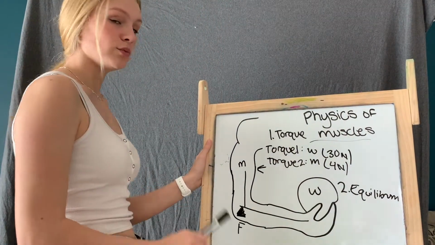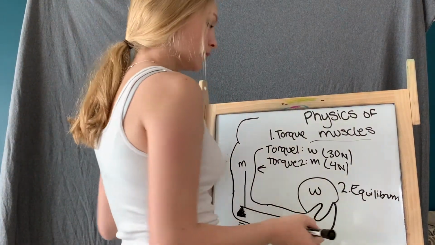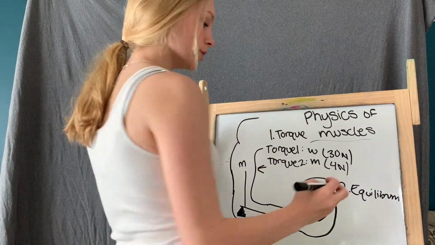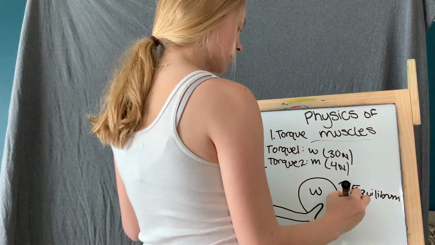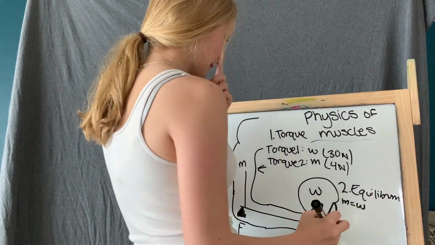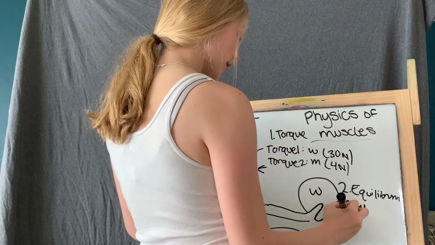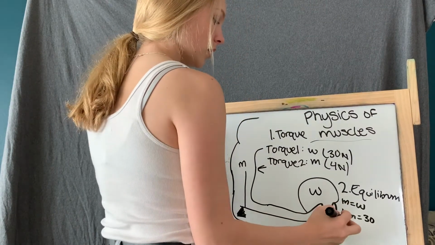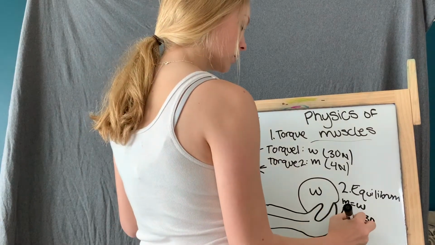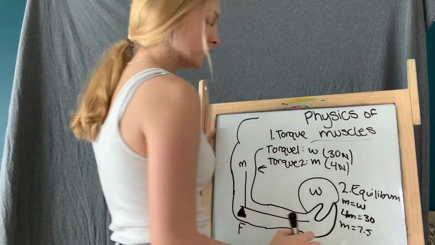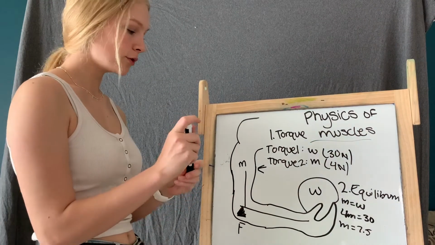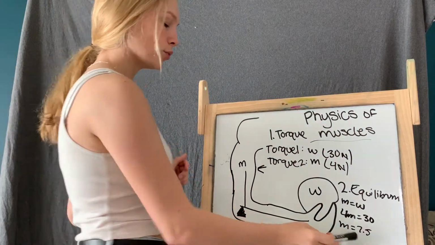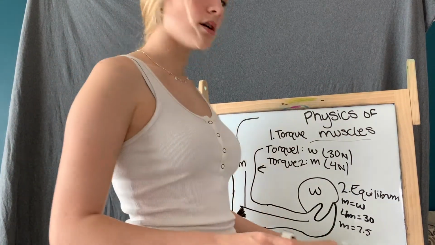The force of these two must be the same to move our arm upwards. So our M must equal our W. So if we have 4M here is equal to 30, our M must equal 7.5 to equal 30. So the force that our M must move with is 7.5 newtons to raise this weight upwards.